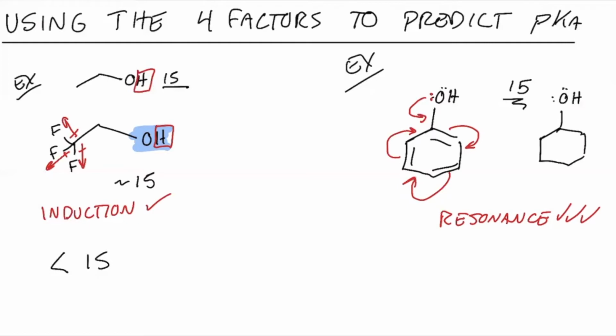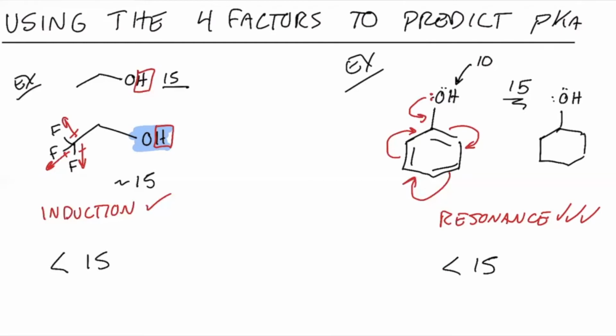Again, having that resonance is going to be a stabilizing factor when we look at the conjugate base. So this is going to be less than 15. This is a good reference value that you want to have in your head, a supplemental value that I like to have. But for phenol, for this specific molecule, that proton is 10. So this one makes a fairly big difference of 5 pKa units.